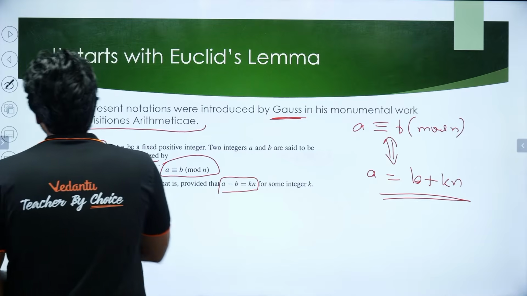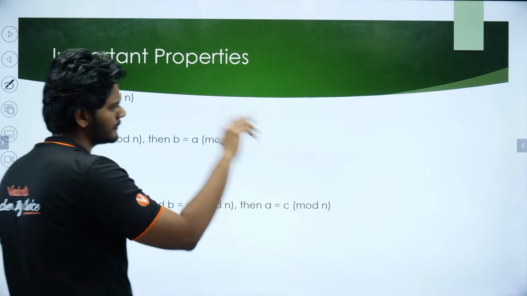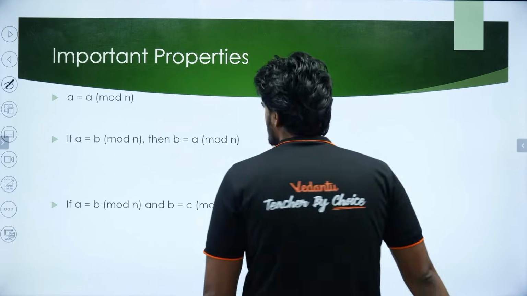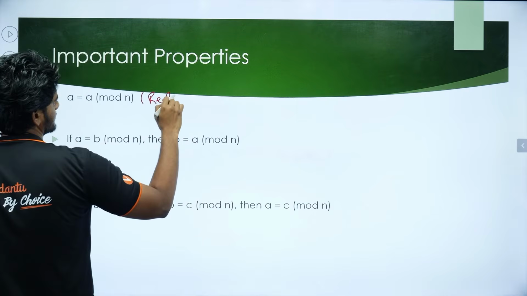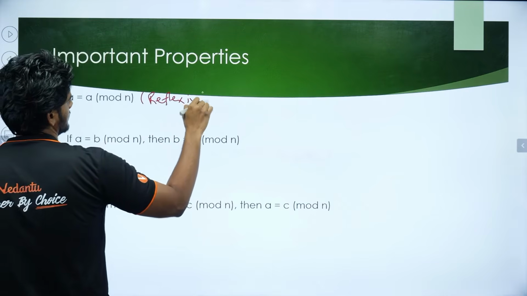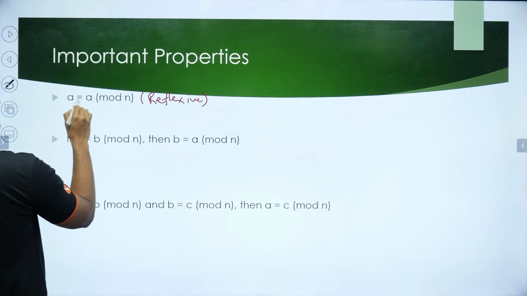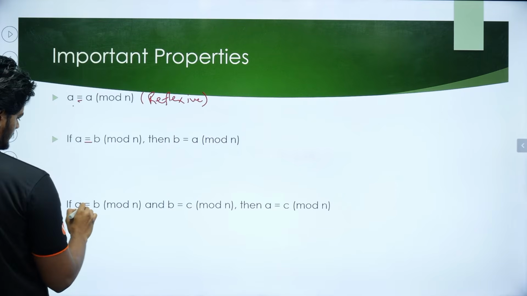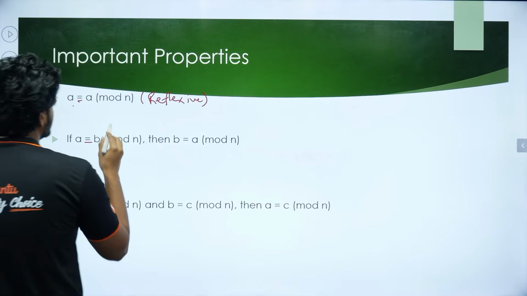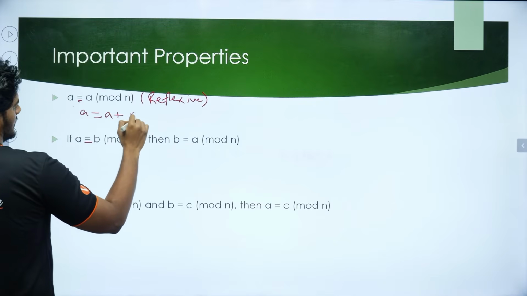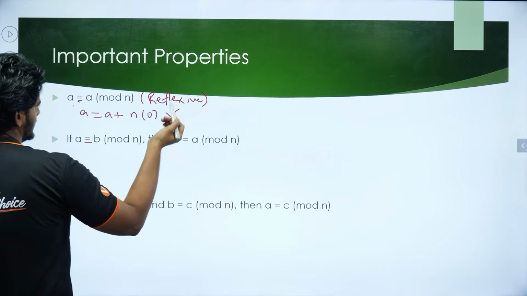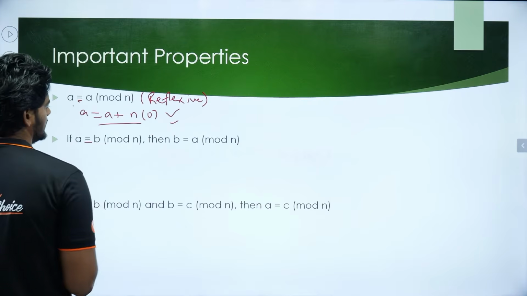Okay, let's move ahead. The few important properties. This is called the reflexive property, where a is congruent to a mod n, right? a is equal to a plus n times 0. So it works, no problem.